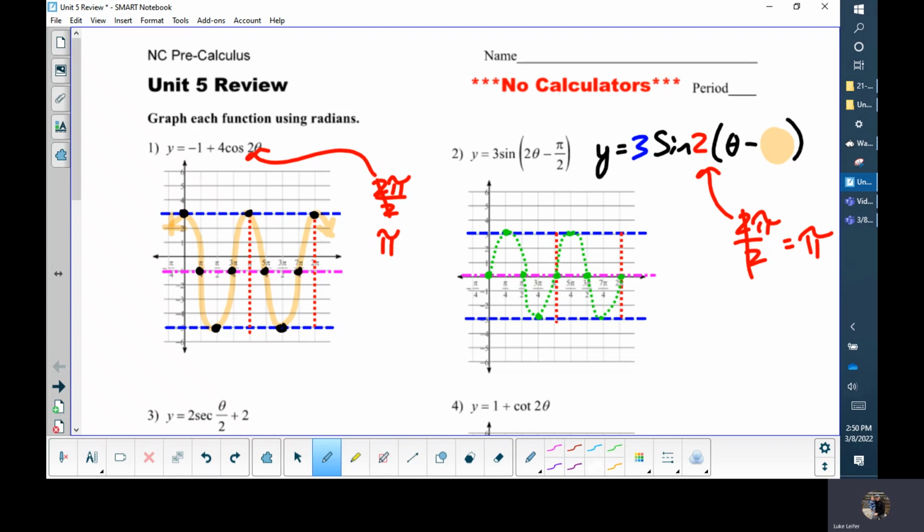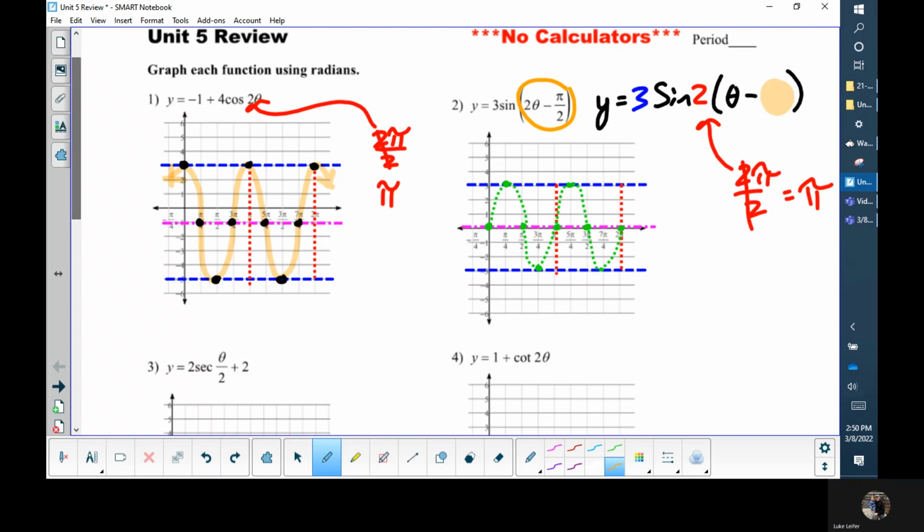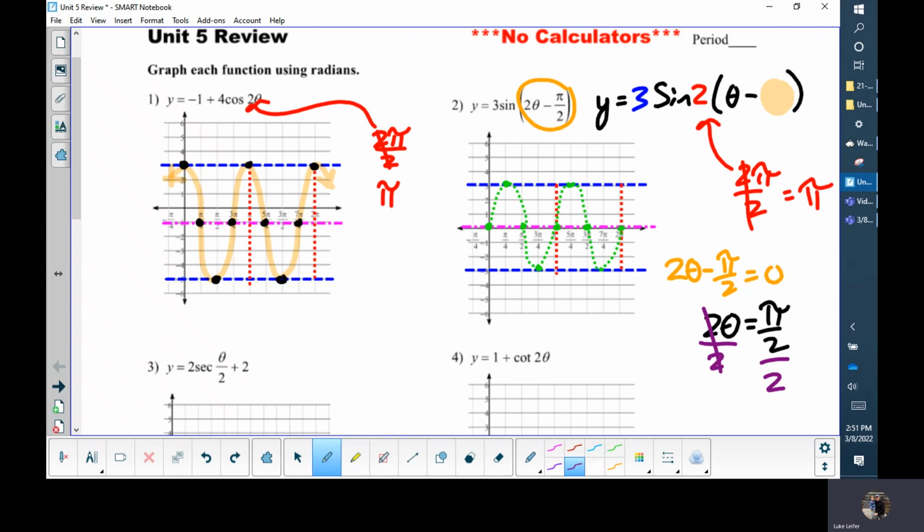Okay, how do I find my shift? The easiest way is set all this equal to 0. So I would say 2 theta minus pi over 2 equals 0. I'm going to go ahead and add this to both sides. I get 2 theta equals pi over 2. I'm going to divide both sides by 2. This goes away. I'll change this into a fraction. And now I'm going to multiply by its reciprocal. And I get pi over 4.